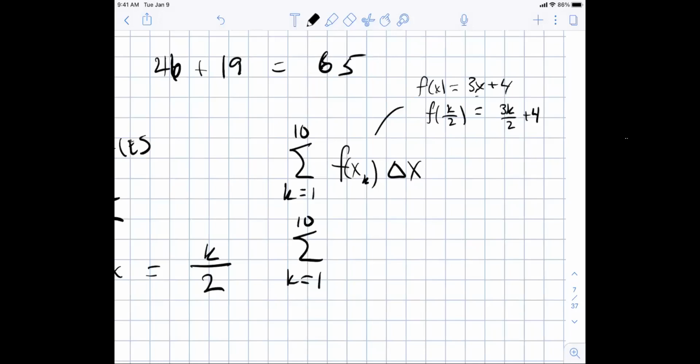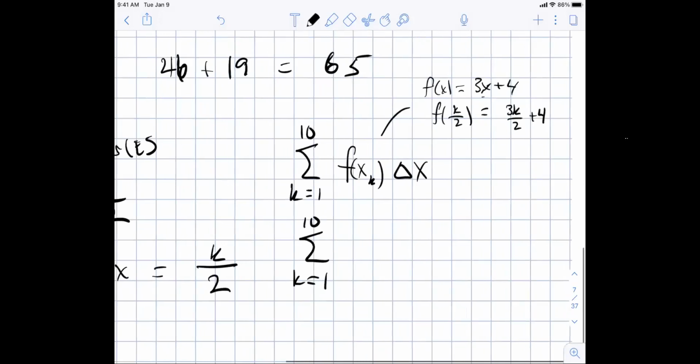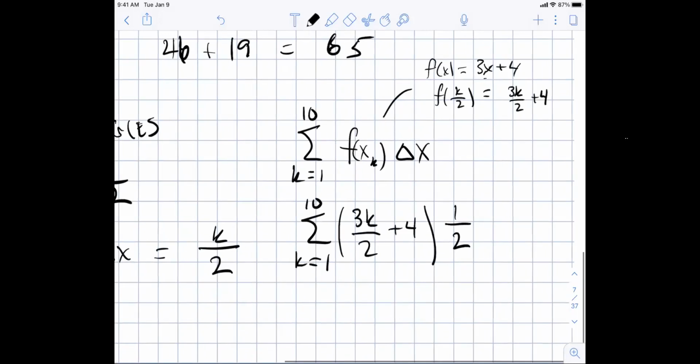So that's f of xk, which again, xk is k over 2. So f of xk is 3 times k over 2 plus 4. And then this is all times delta x. Delta x now is 1/2 because we increased the number of rectangles. So then this is equal to the sum k equals 1 to 10 of 3k over 4.